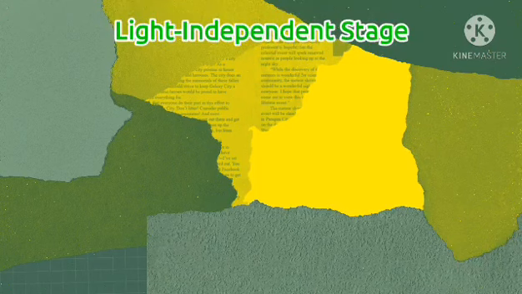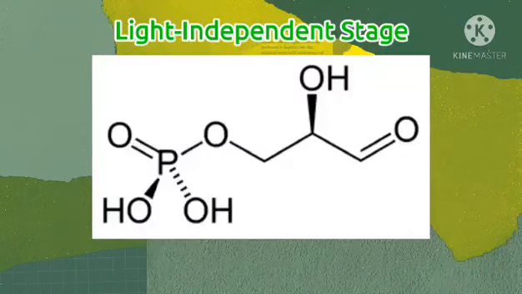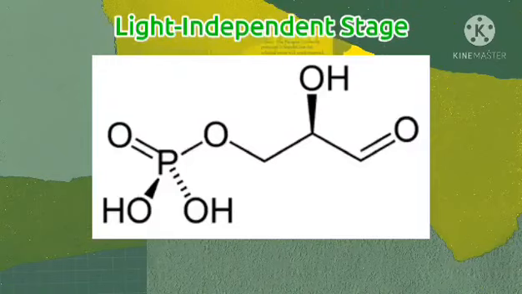The molecule is further modified into a simpler sugar called G3P using the energy that came from ATP and NADPH. Some G3P are combined to form glucose, while the remaining G3P regenerates the original organic molecule with the energy from ATP.